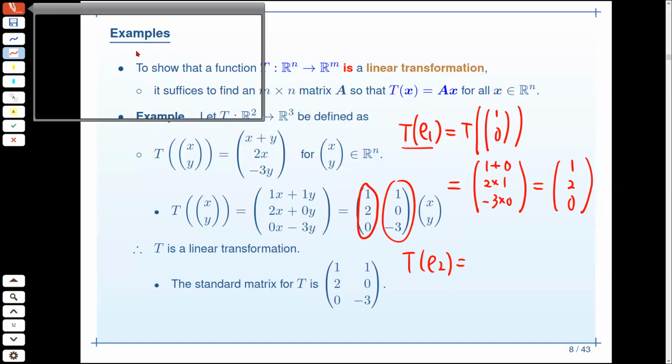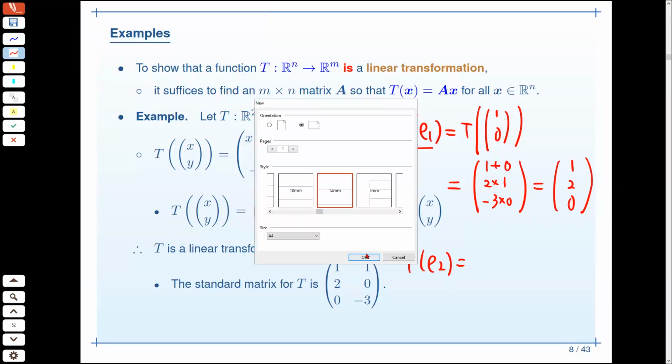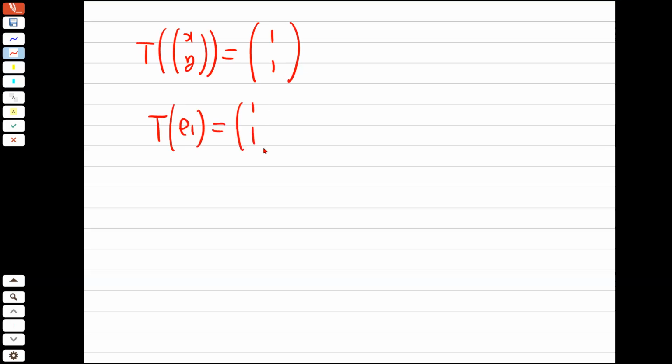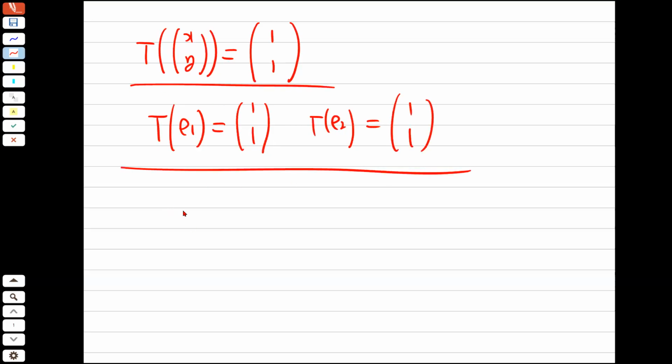Maybe I can just show you a very simple example. Say T of (x, y) just equals (1, 1). Then can I say that T of E1 equals (1, 1), and T of E2 equals (1, 1), so T is a linear transformation with standard matrix equal to 1, 1, 1, 1? Of course not.